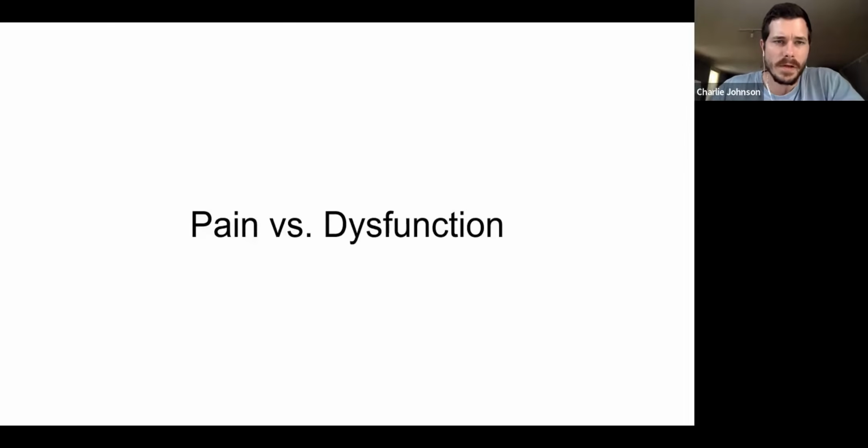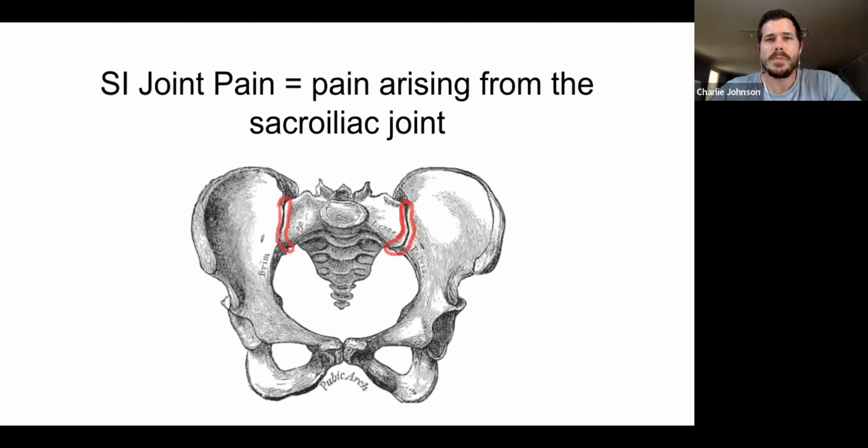Pain versus dysfunction. So SI joint pain is defined as pain arising from the sacroiliac joint, SI, sacroiliac joint. And a joint is just a junction, if you will, between two bones. So you can see here in the red there's two SI joints. You have the ilium, or sort of that wing. It almost looks like a butterfly wing, right? That's called an ilium.